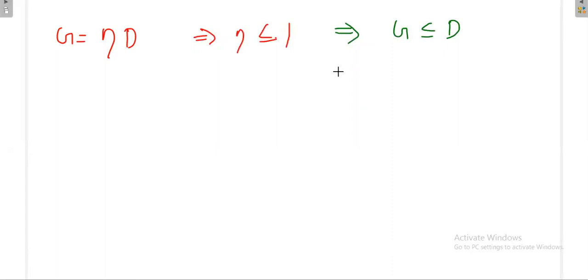So gain is equal to efficiency into directivity. That's the relation between gain and directivity of the antenna. If efficiency is equal to 1, then gain and directivity are both the same. Next, what is effective aperture area?